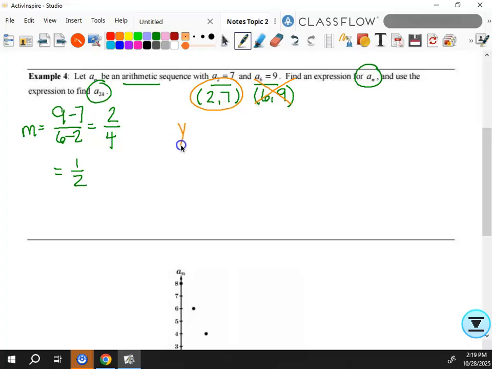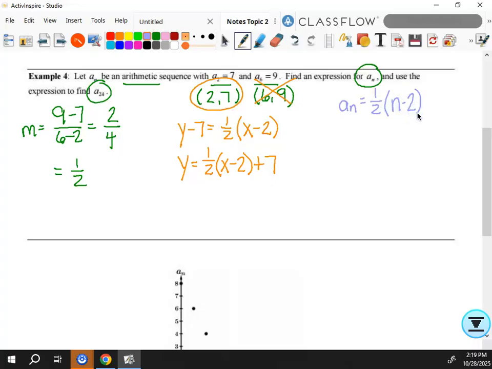All right, so then I'm going to do y minus 7 equals 1/2 times x minus 2. And then y minus, oh, nope, my whole point is to move that over. y equals 1/2 times x minus 2 plus 7. So now I'm going to make that into a sub n equals 1/2 times n minus 2, plus 7. Don't mix your n's and your x's. Okay. Everybody good with that? Okay, so that's a sub n. Check. Now we want a sub 24.